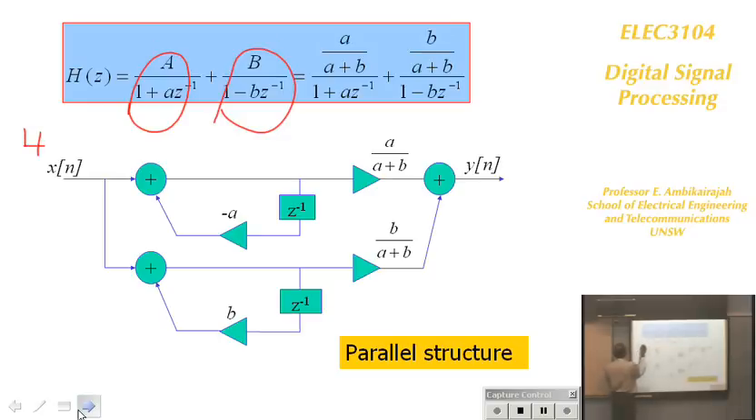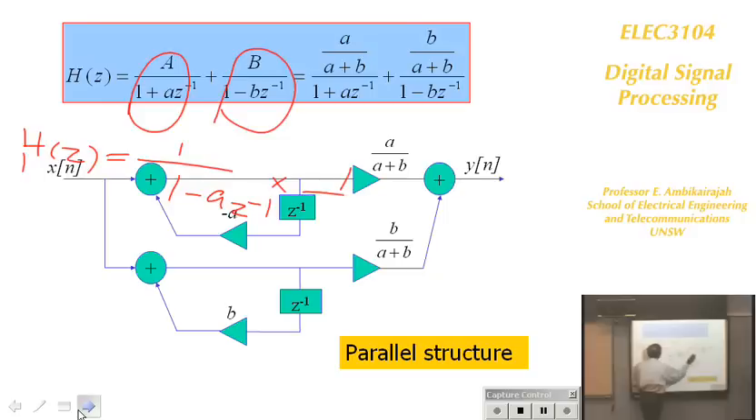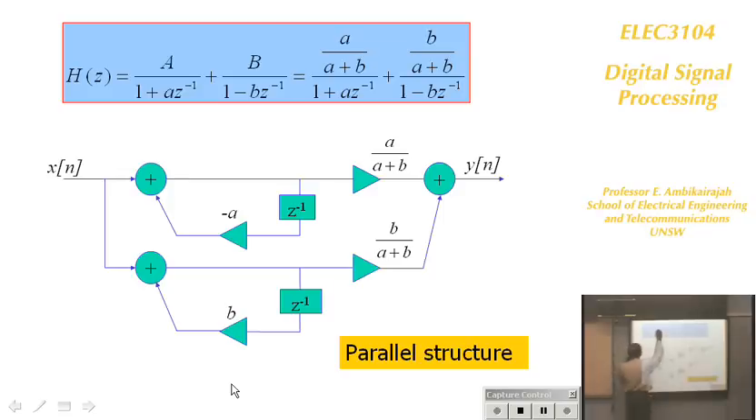So the equation I had was what? H(z) equal to 1 over 1 minus A z to the minus 1, multiplied by 1 over 1 minus B z to the minus 1. That's what I had. I now make them as plus by having two constants. So if I do that, then you will find I have a structure and I know how to calculate A and B using partial fractions and I get these values. I leave you to work it out.